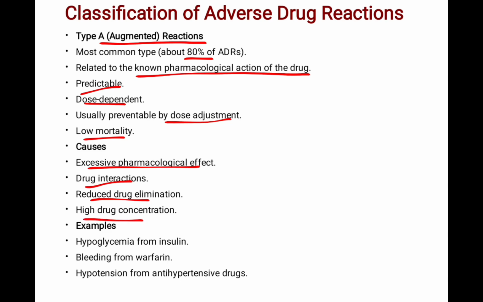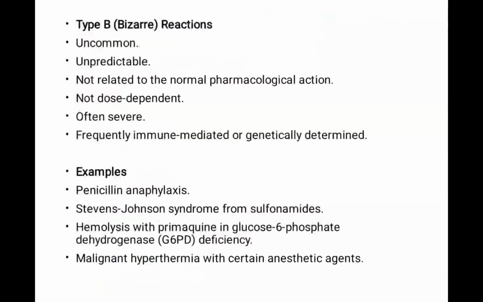Examples of augmented adverse drug reactions: we have hypoglycemia from insulin. Insulin is a drug given to treat diabetes mellitus, that is, to decrease blood glucose level. So an infusion of insulin can cause hypoglycemia. This is predictable based on the known pharmacological action of this drug. Now, bleeding in warfarin is another example. Hypotension in antihypertensive drugs is also another good example.